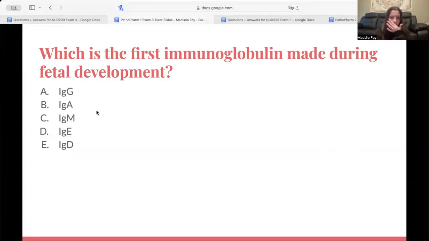Which is the first immunoglobulin made during fetal development? Okay, I'm seeing a few different answers here again. So C for this one is the correct answer. C is the first one that the fetus makes, which is important to know. Whereas IgG, I do see the confusion. IgG is transferred from the placenta to the baby, but the baby doesn't make IgG. They receive it from their mother. But IgM is formed by the fetus. So I hope that clarifies that a little bit more.